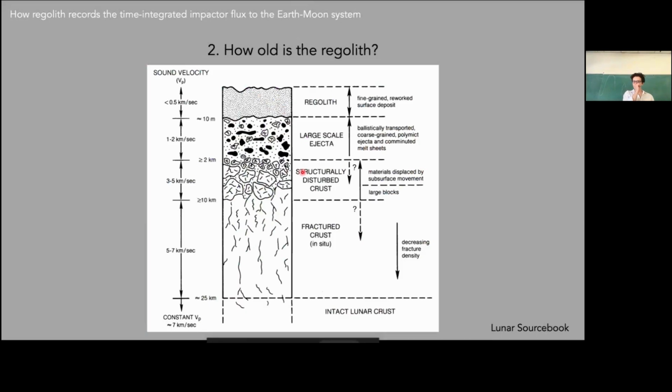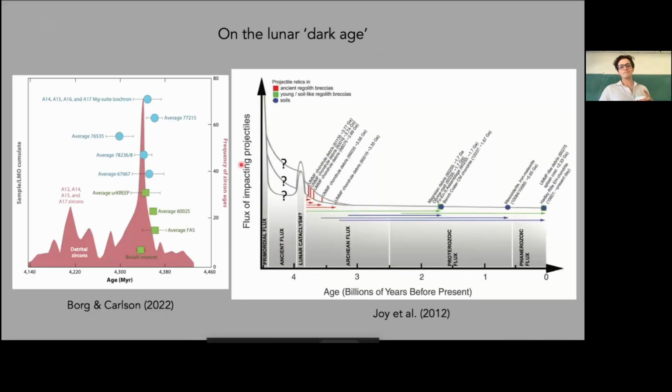Now back to this question of how old is the regolith, and I already kind of touched on this too. Regolith doesn't have a defined age. It is sampling the material that is beneath it, and it's always mixing it up. And what we're really curious about here is trying to understand what is the time period the regolith represents.